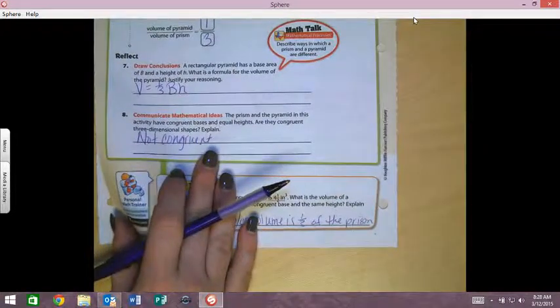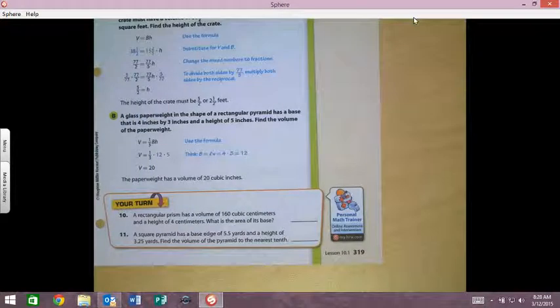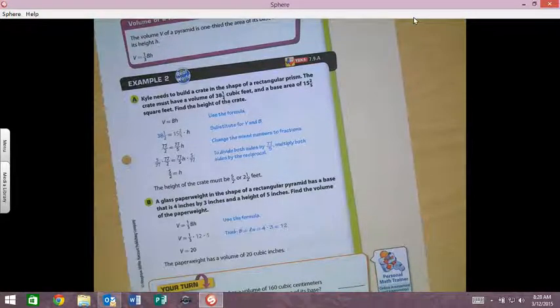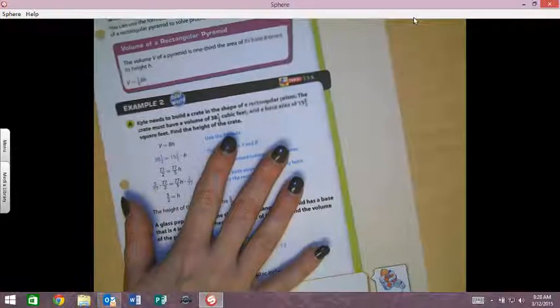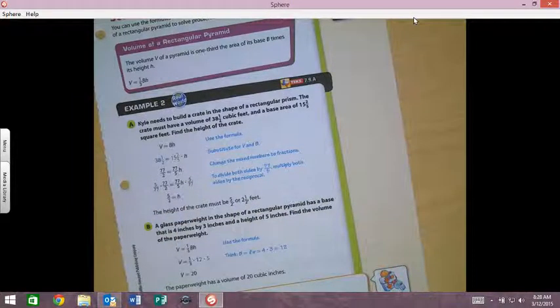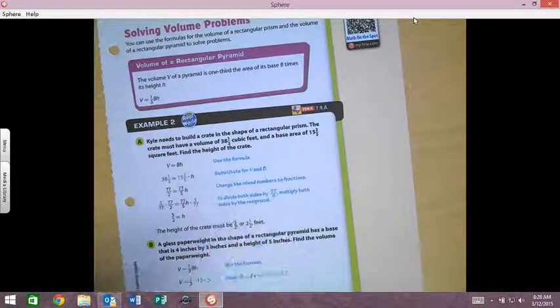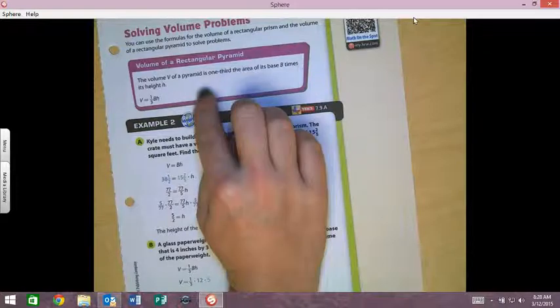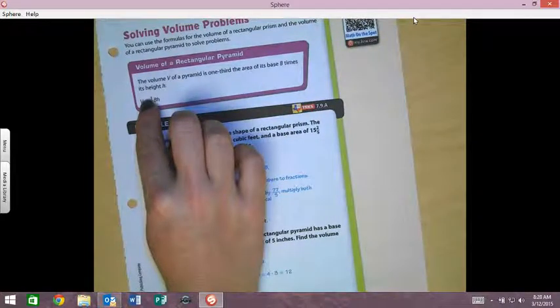Alright, so last little section of work here before you get to do your guided practice. So, solving volume problems. We're going to work an example together. It says you can use the formula for the volume of a rectangular prism and the volume of a rectangular pyramid to solve problems. So, the volume of a pyramid is 1/3 the area of its base times height. So, remember, 1/3 of big B times H.